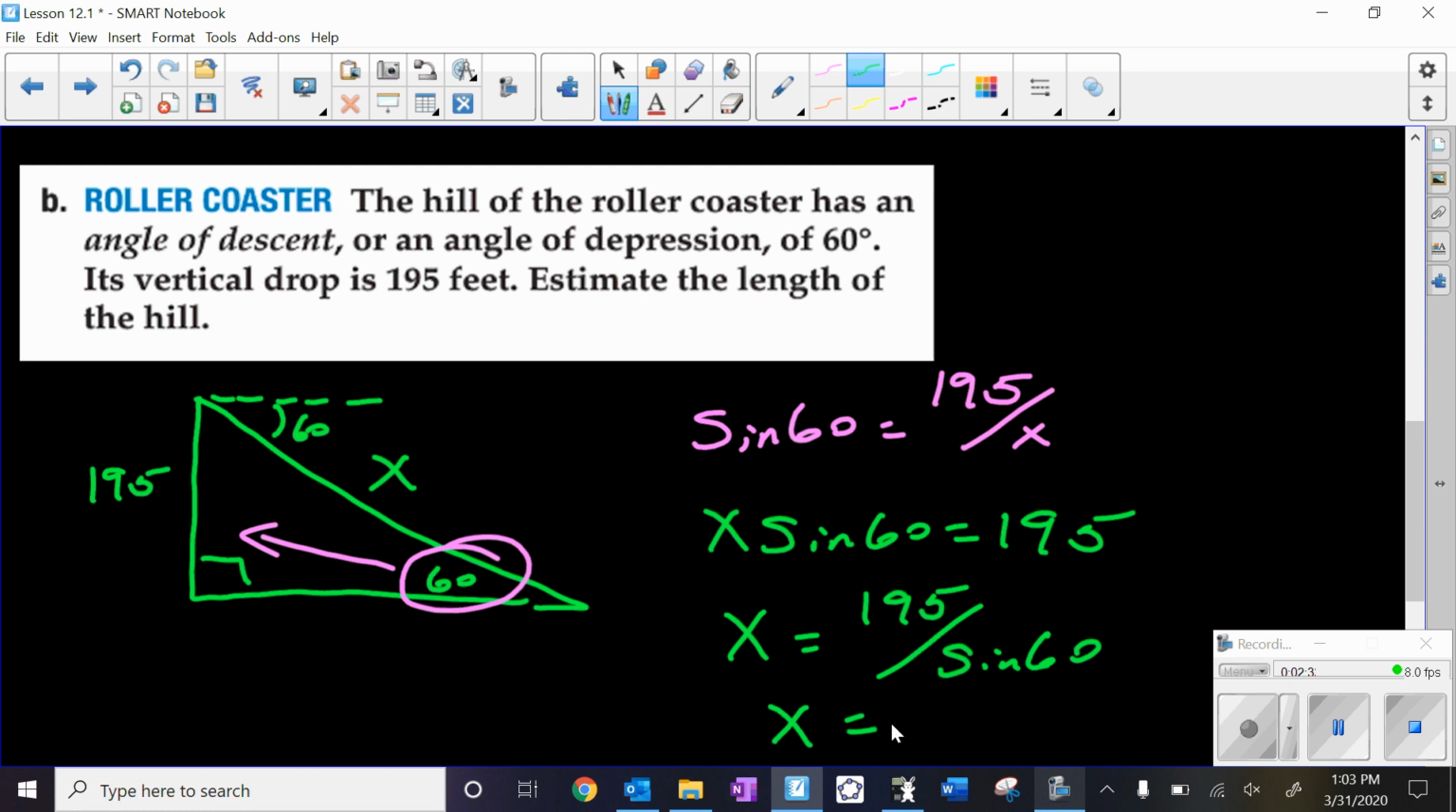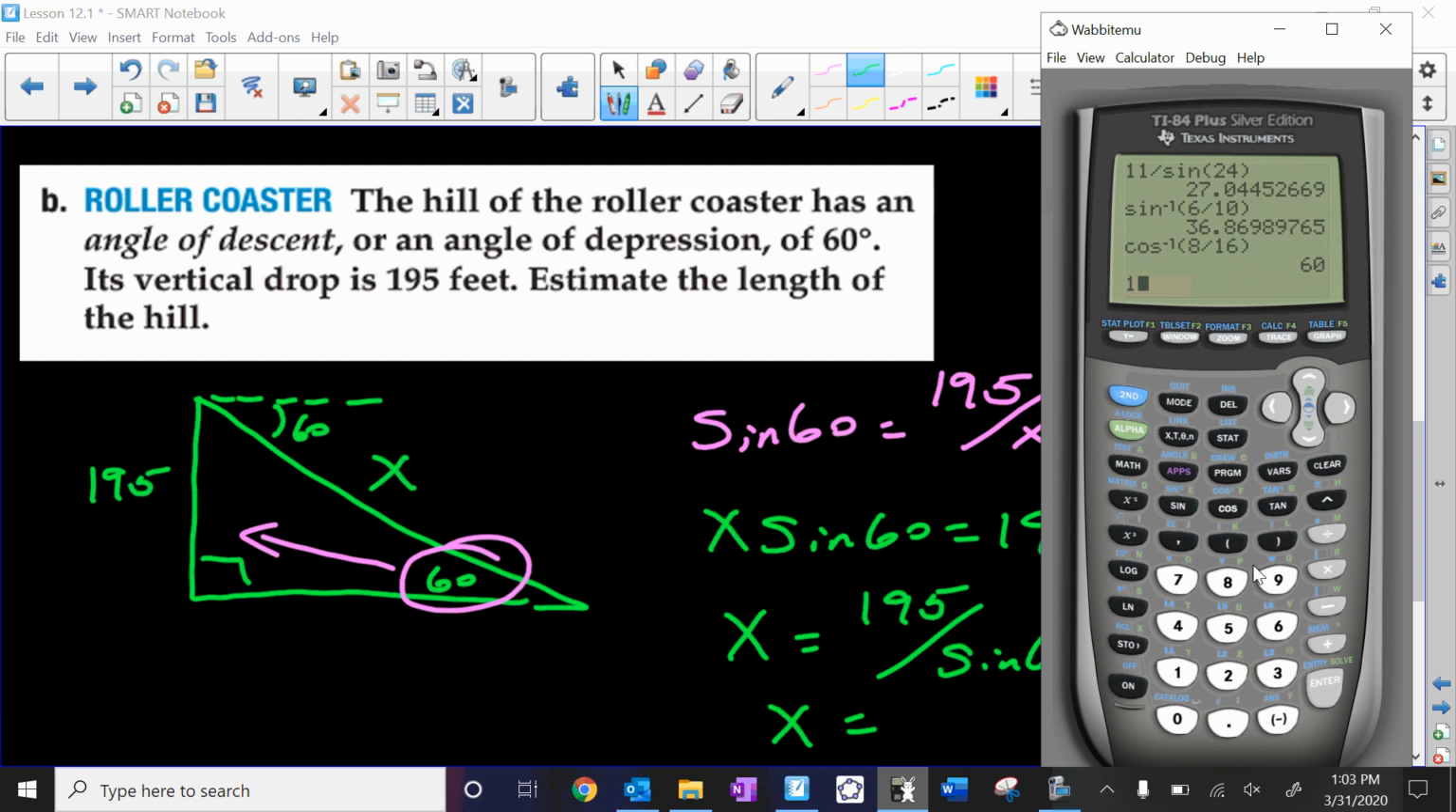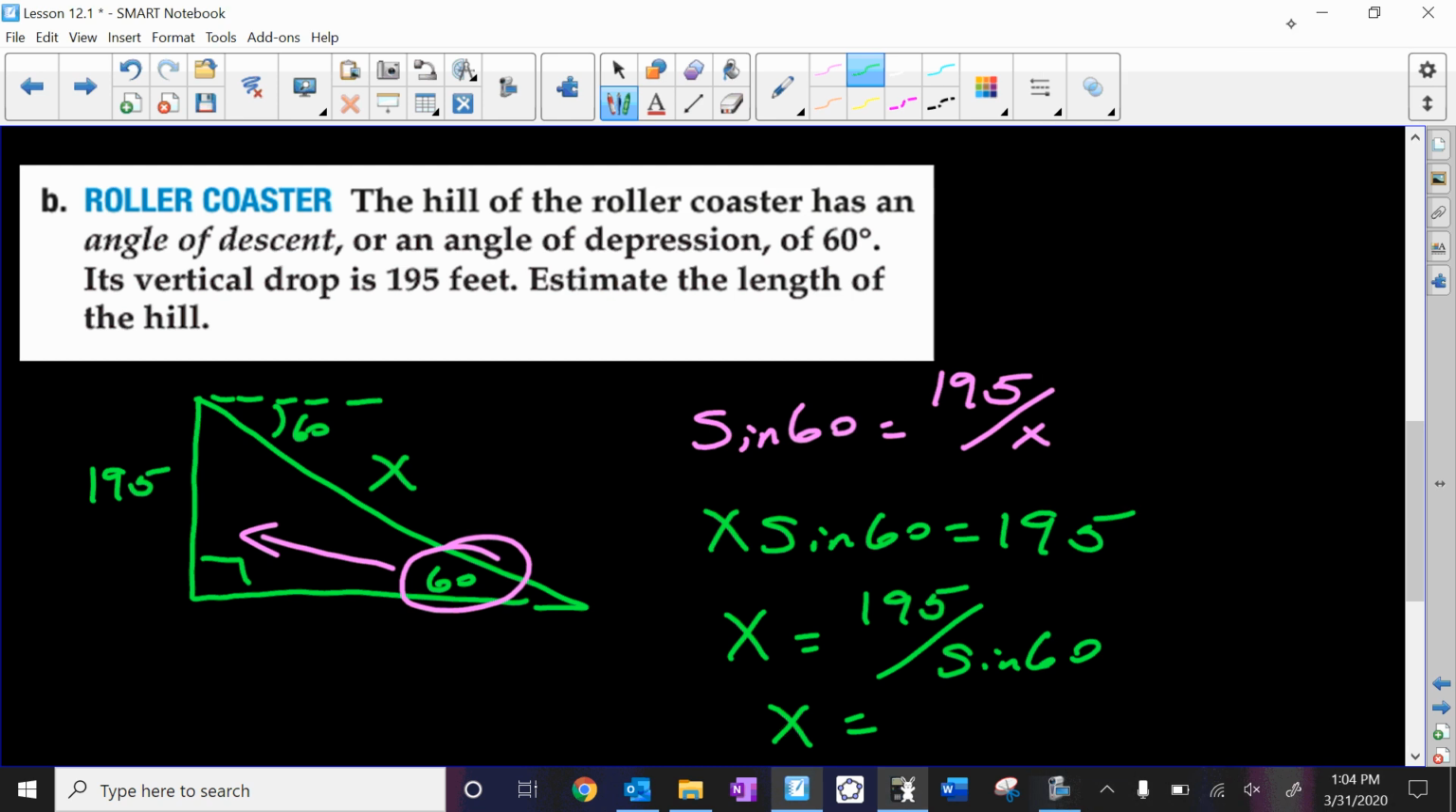If we do that, 195 divided by sine of 60 gets us about 225.2. We're going to go to the nearest tenth. If it doesn't say, just go to the nearest tenth. So 225.2 with a label of feet.